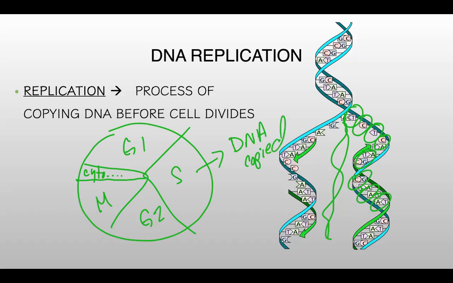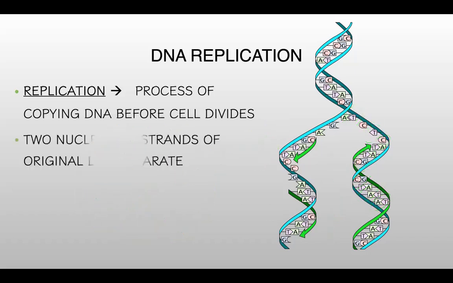Okay, G1 is the first growth phase that occurs right after cell division. So the cell just finished dividing. You've got two brand new tiny daughter cells that have to grow to a mature size. During the S phase, the DNA is copied. That's where DNA replication takes place. G2 is when you prepare the cell for division. Then you have mitosis, which is the division of the nucleus, and cytokinesis, the division of the cytoplasm.